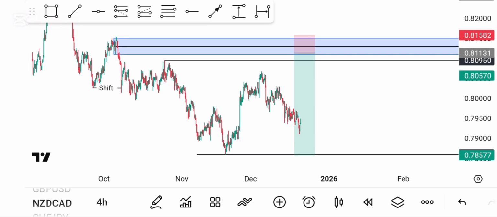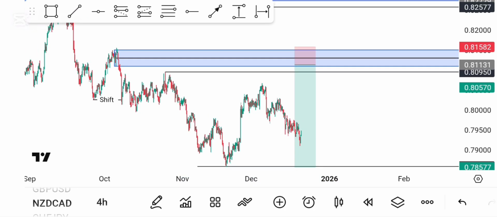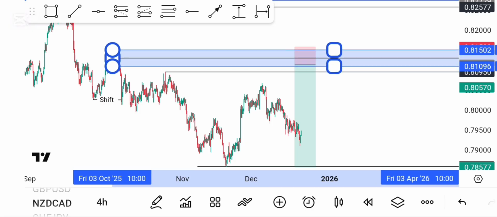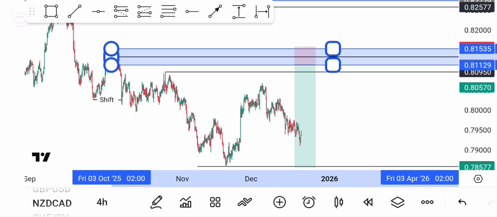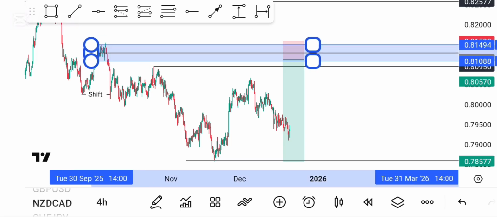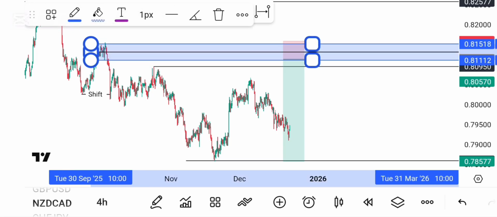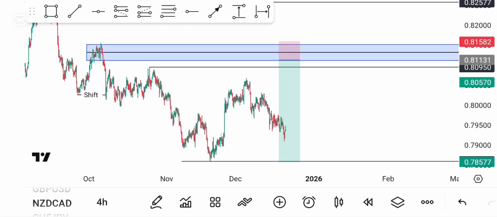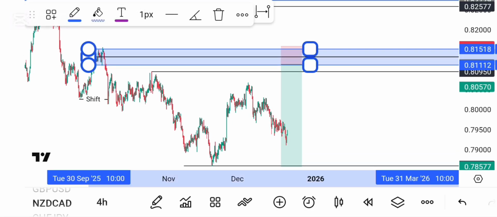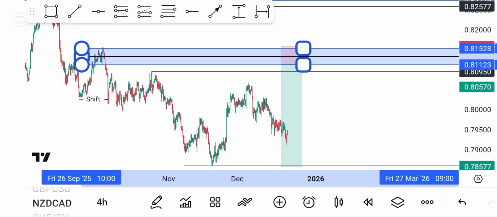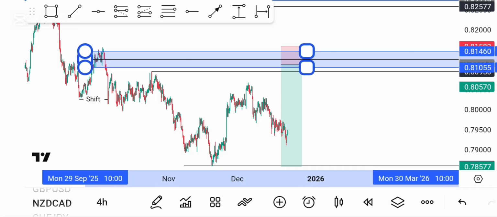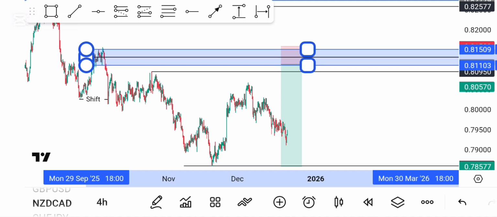Because these zones remain unmitigated, this zone you see is a breaker block and an unmitigated supply zone. So that's the zone I'll be expecting this market to come to. Then I will sell it down. So when you scale down to the daily time frame, you will discover that this zone is a bearish order block. So that's the zone I'll be expecting.